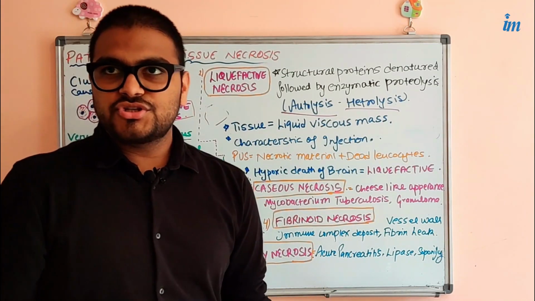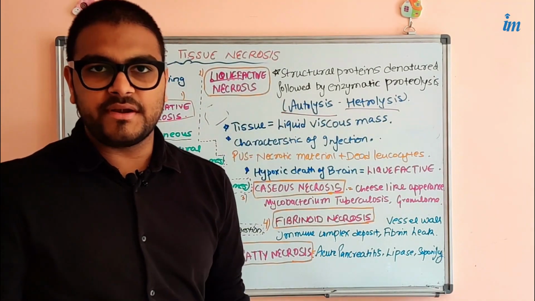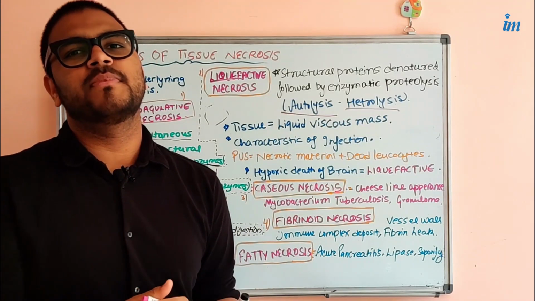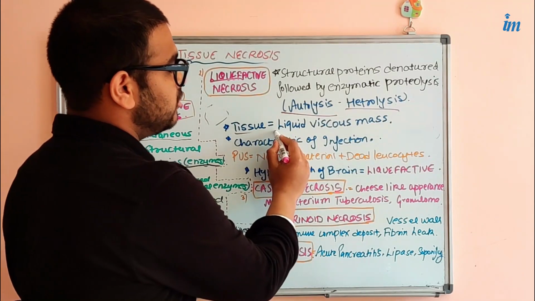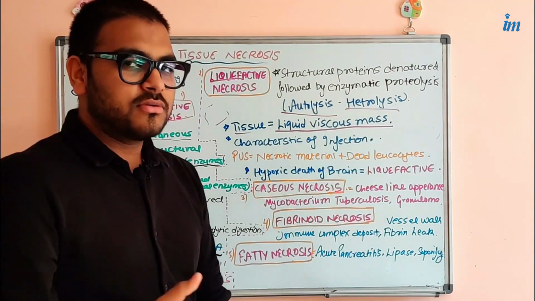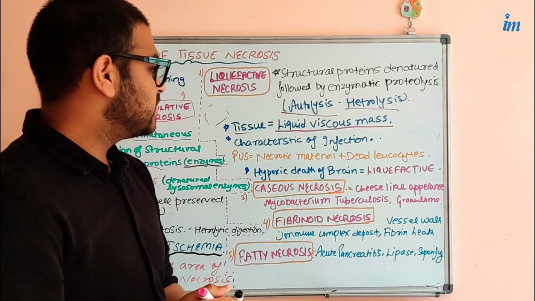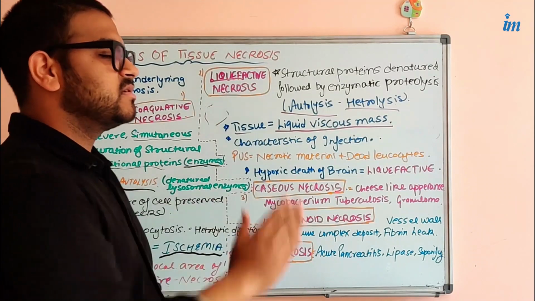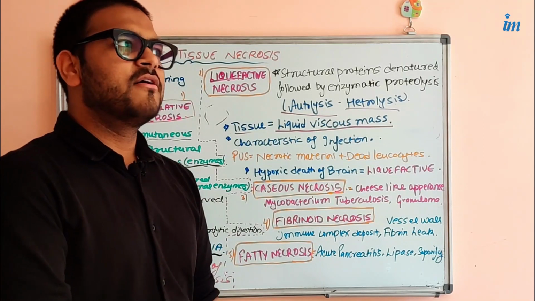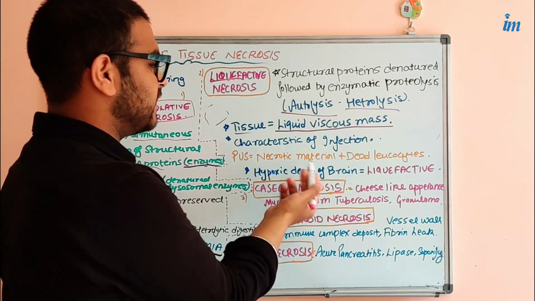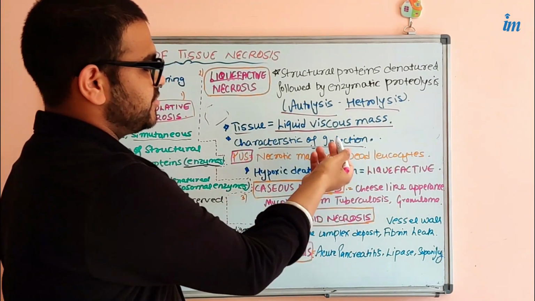So what will be the morphology of such a cell in liquefactive necrosis? As is clear from the term itself, liquid will be present in the area of necrosis. The tissue will look like a liquid viscous mass. Mostly such type of necrosis is seen in cases of any type of infection, whether it is bacterial infection or fungal infection. They manifest as liquefactive necrosis. So this you should remember, it is characteristic of infection.